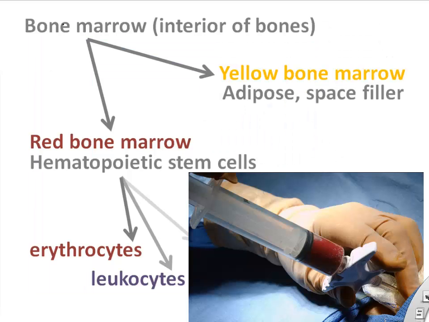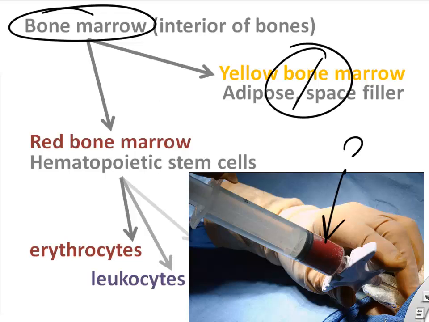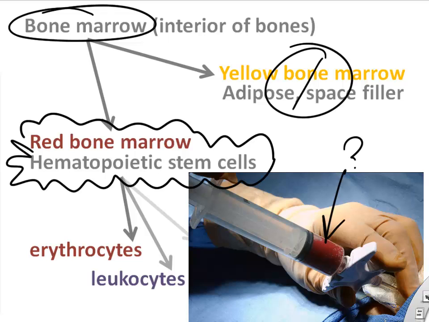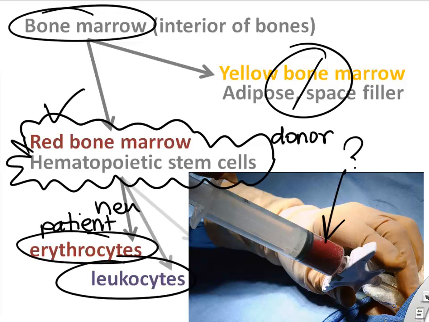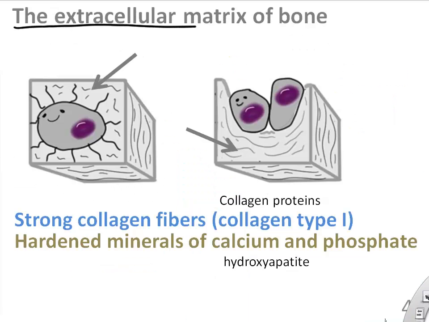Why would you want to do that? Well, if you remember what's in the red bone marrow, it's those hematopoietic stem cells. Hematopoietic stem cells from the donor can then help a patient who receives them grow new erythrocytes and new leukocytes. Obviously, erythrocytes carry oxygen and leukocytes will defend you. Okay, so that's the good reason for bone marrow transplants.